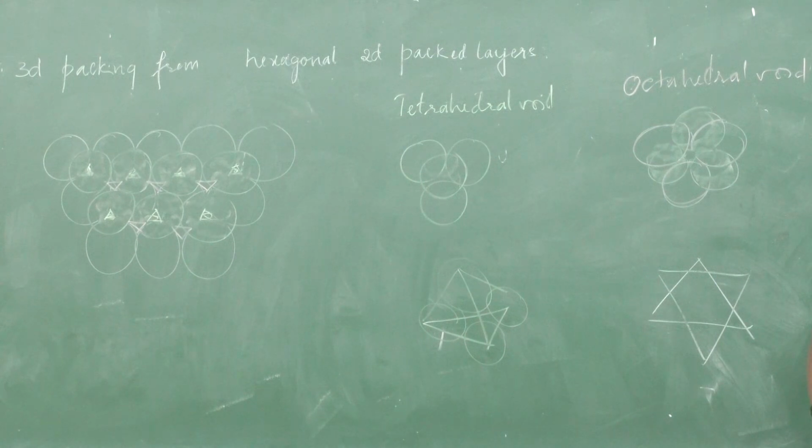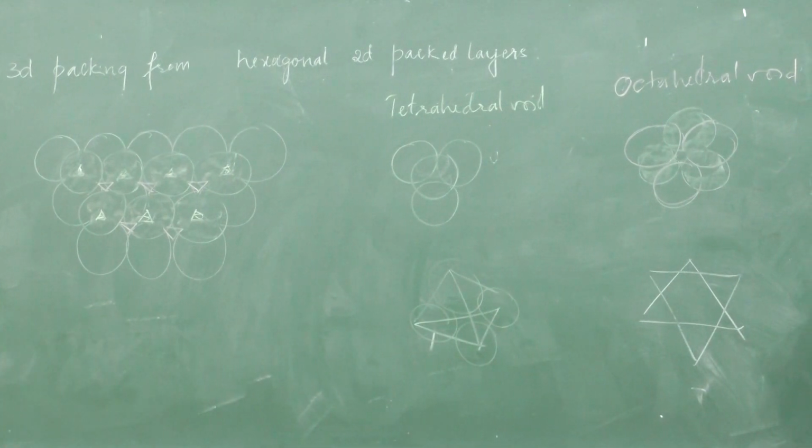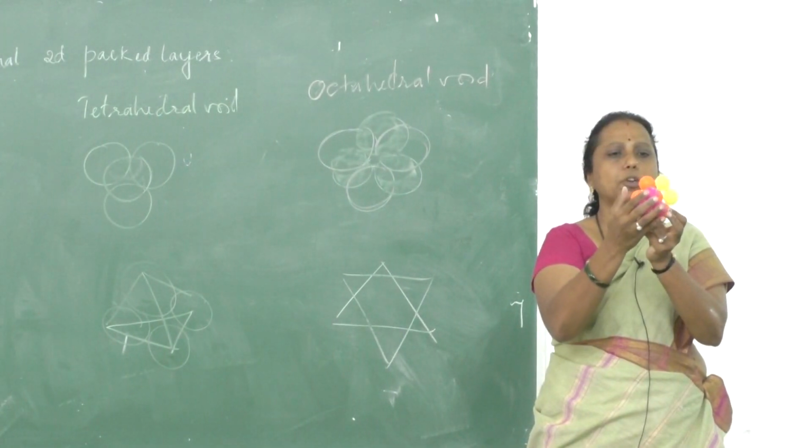Hexagonally arranged spheres, please come. We are placing the second layer in such a way that one kind of the void is occupied. This is one kind of the void which is occupied.